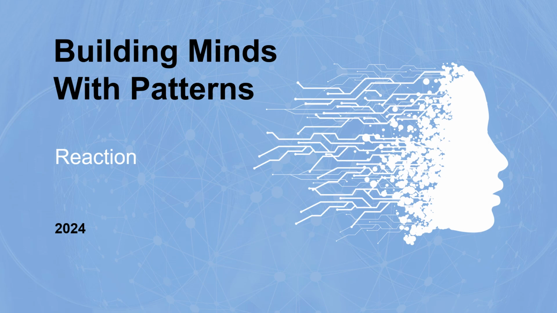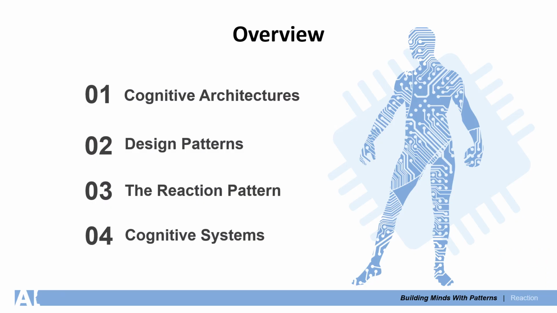This talk in the Building Minds with Patterns series is about the reaction pattern. We will briefly highlight the features of a generic cognitive architecture and discuss design patterns for cognitive systems. Then we will delve into the specifics of the reaction pattern. And finally, we will show how this pattern fits into some existing cognitive systems.